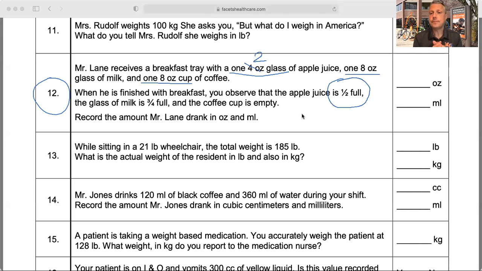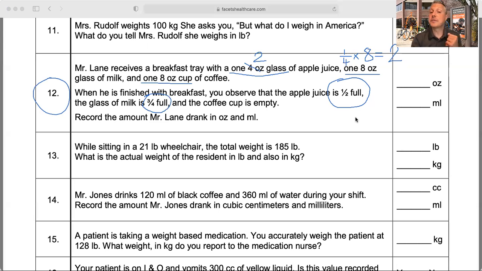Okay, then we go to the glass of milk. The glass of milk is 3/4 full. So if the glass of milk is 3/4 full, that means the remaining 1/4 of the glass of milk was consumed by the patient. The remaining 1/4. So what you do on your calculator is you do 1/4, which is what was consumed, and you always multiply times 8, because it was 1 8-ounce glass of milk, and that gives us 2.